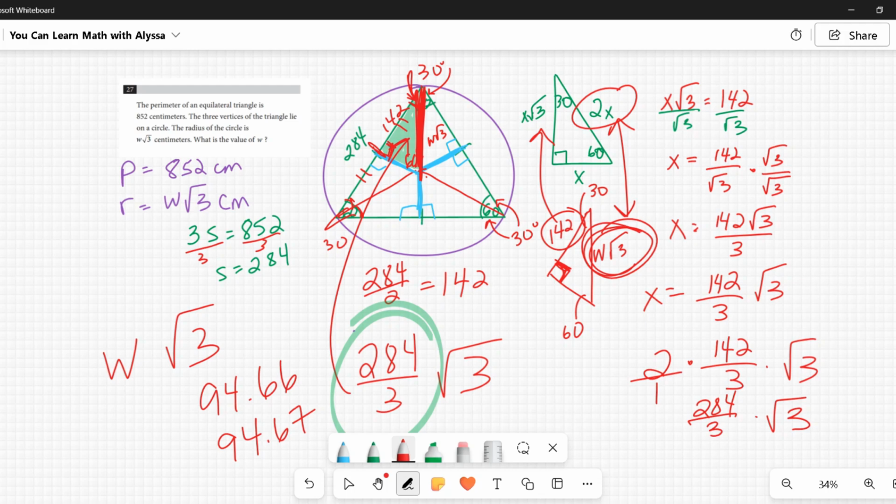There you go. 284 thirds is your answer, and you have reached it. You have made it to the end. Congratulations.